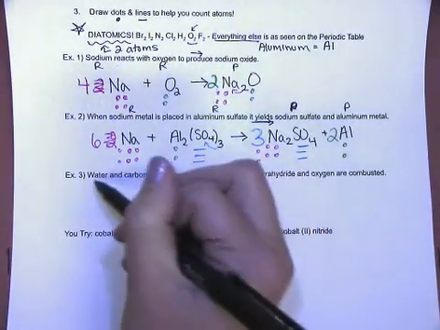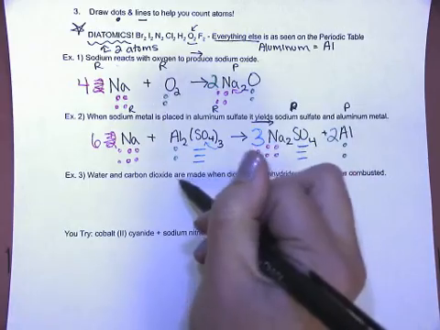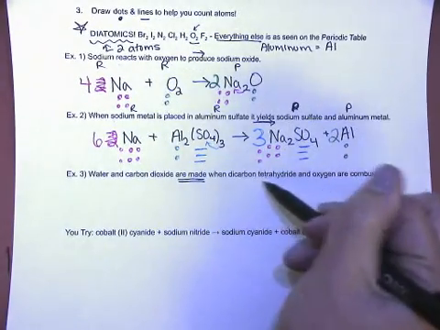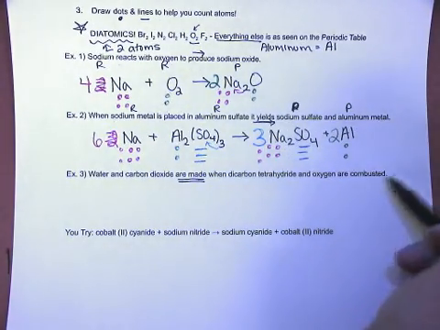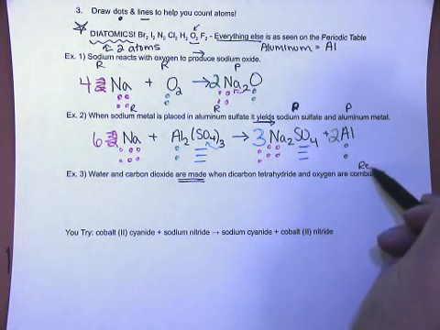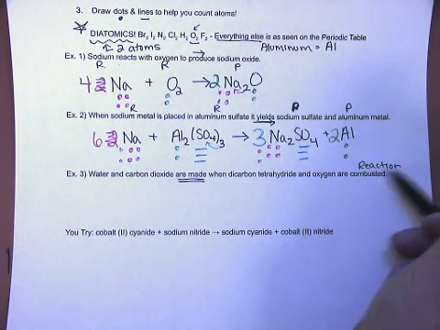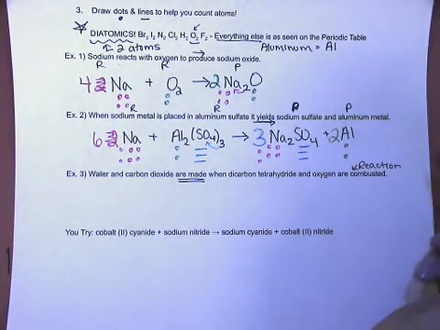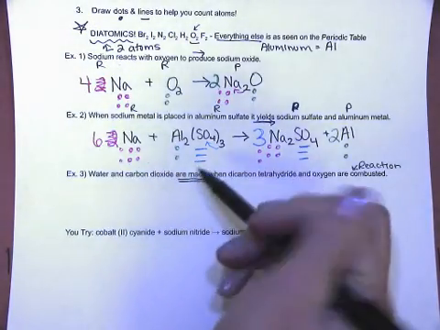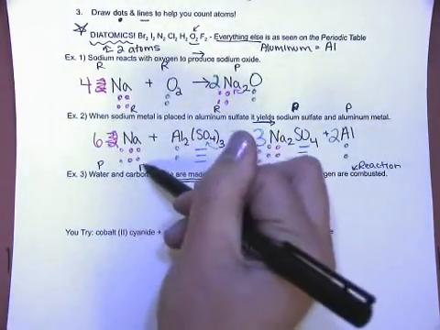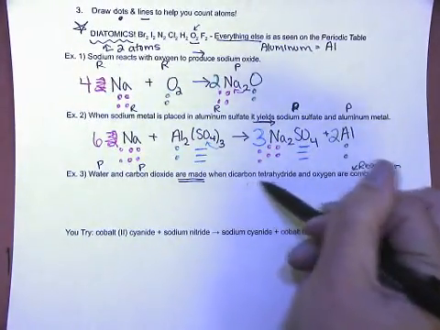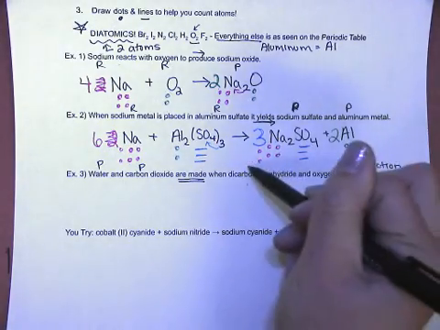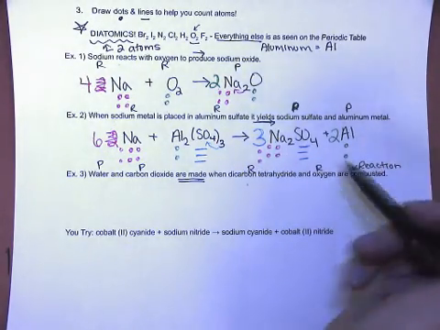My next one, I have water and carbon dioxide are made when dicarbon tetrahydride and oxygen are combusted. That's my reaction. Right? They're reacted, they're combusted. So water and carbon dioxide are made, that must mean they're products. Both dicarbon tetrahydride and oxygen are combusted, that's them reacting together.